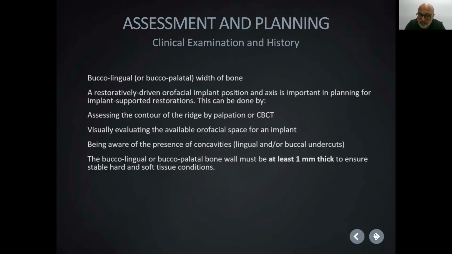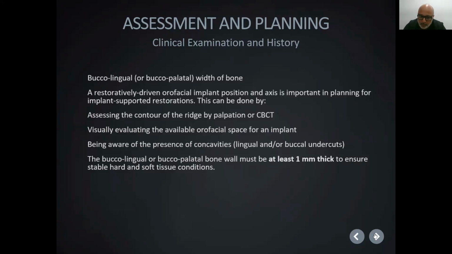Visually evaluating the available orofacial space for an implant is very easy to do, and be aware of the presence of concavities, lingual and or buccal undercuts. If you've got CBCT, you can see these, but in this area, I would palpate, and I always do, because they're usually disguised, especially in the sulcal area and anteriorly, where you tend to get them a lot, and you need to know what you're dealing with there.